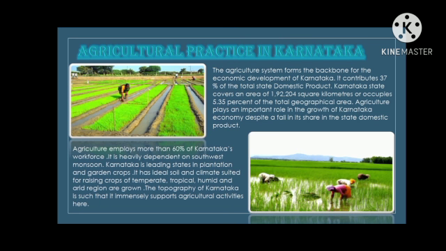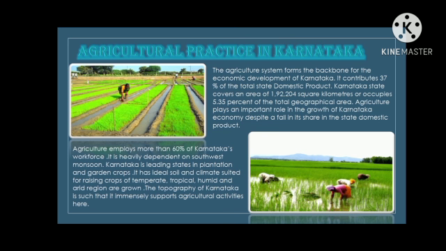Now we are coming to Karnataka. The agriculture system forms the backbone for the economic development of Karnataka. It contributes 37% of total state domestic product. Karnataka state covers an area of 1,92,204 square kilometer, or occupies 5.35% of the total geographical area. Agriculture plays an important role in the growth of Karnataka economy despite a fall in its share in the state domestic product. Agriculture employs more than 60% of Karnataka's workforce. It is heavily dependent on southwest monsoon.